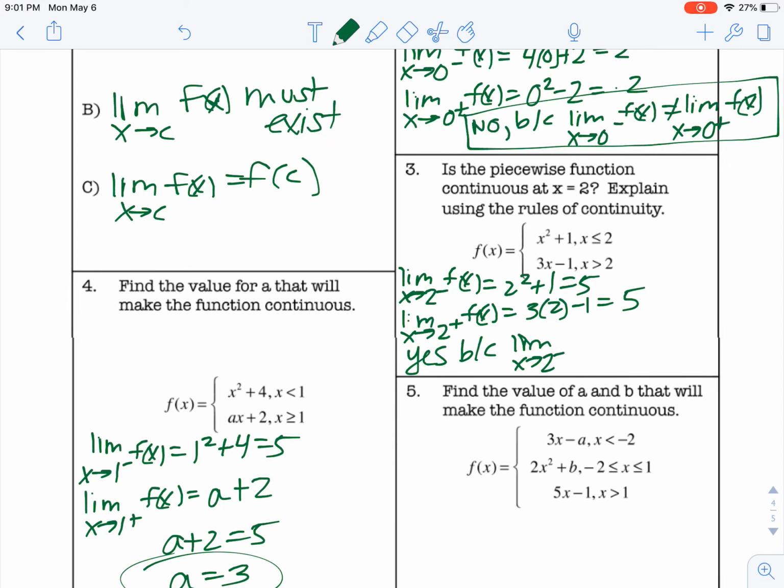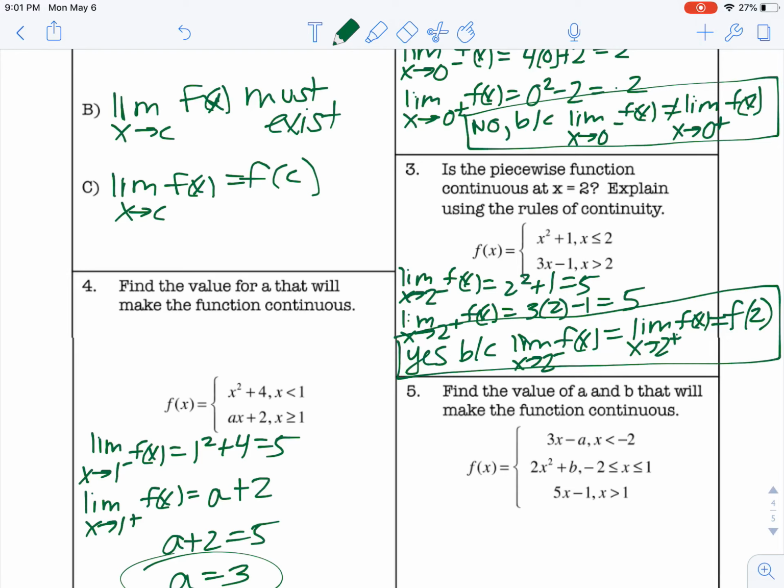our limit as x approaches 2 from the left of f of x equals our limit as x approaches 2 from the right of f of x. That tells us our limit exists. Then we also have to state that it equals our function value at 2. That shows us there's no hole in there. So that's your complete explanation for that. You want to write all 3 of those things, very important.